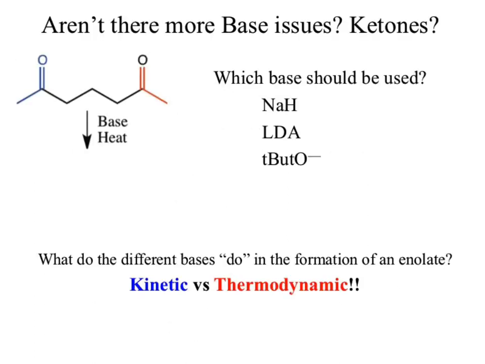Are there other base issues that could pop up? Okay, so we take a look at the structure shown. Now, instead of looking at aldehydes, we're looking at a ketone. What is the issue with the ketone? We get steric hindrance. Yeah. What else shows up as an issue? You have more alpha hydrogens. We have a lot more choices for alpha hydrogens.